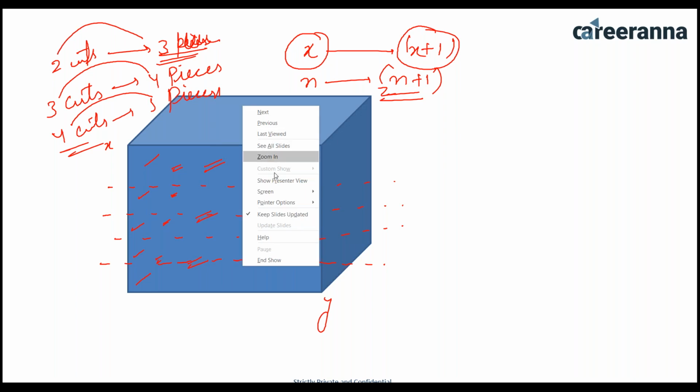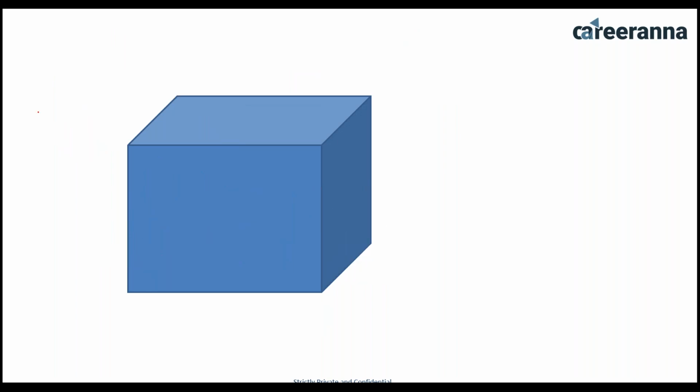Okay. So I think this is clear to everyone. Let me tell you another thing. This is x-axis, this is y-axis, and this is z-axis. So if I make one cut along x-axis and another cut along y-axis, how many pieces are there? Four. Very good. How can we do it?